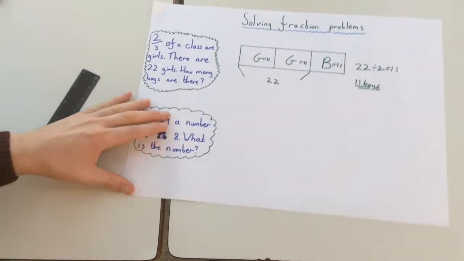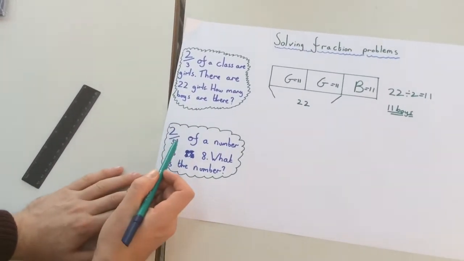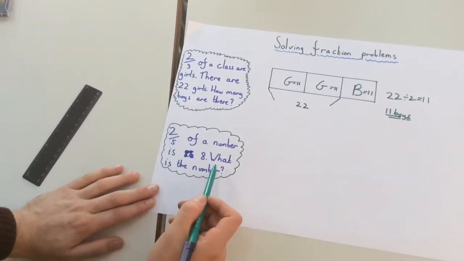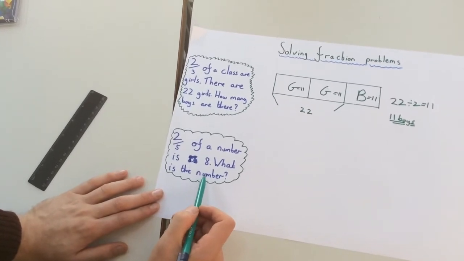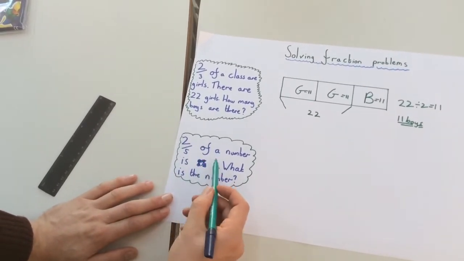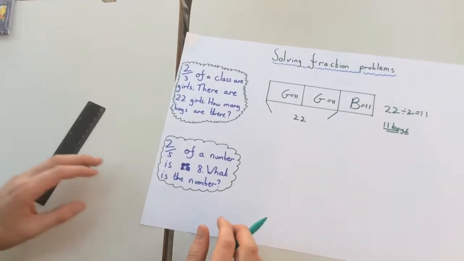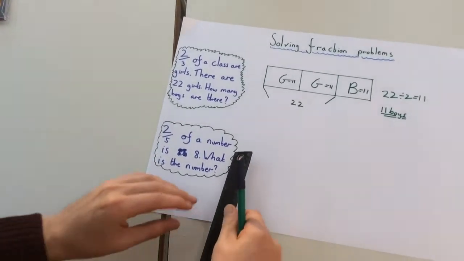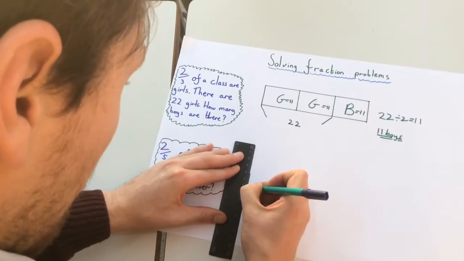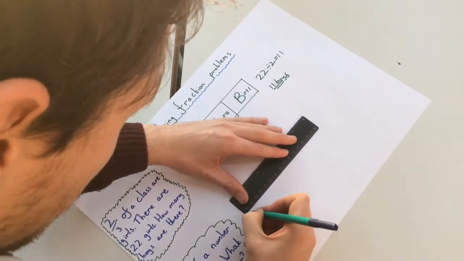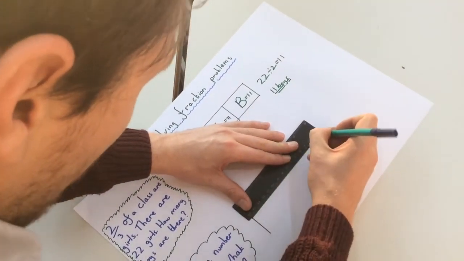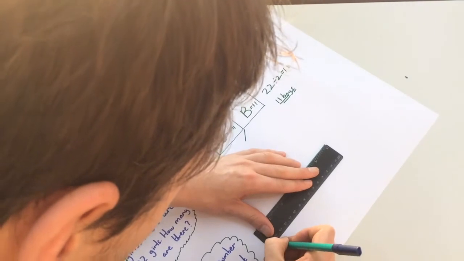Now, let's have a look at another question. 2/5 of a number is 8. What is the number? So I have a number, I find 2/5 of it, and the answer is 8. What is the number? Well, let's look at a bar, and we're talking about fifths, so I'm going to break it into 5 equal parts.